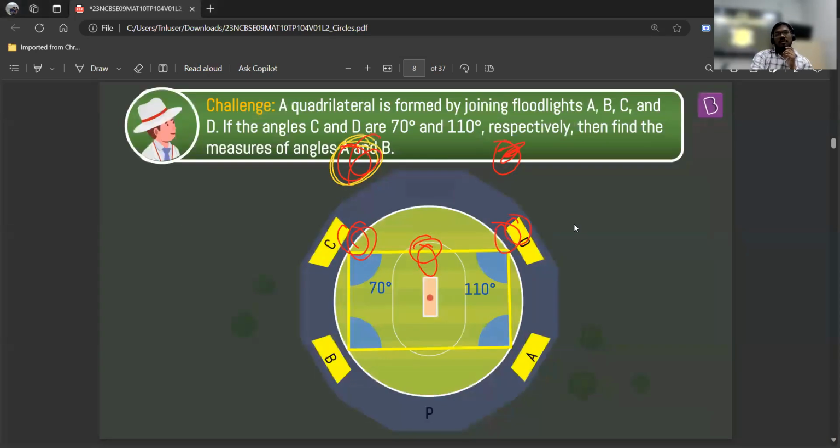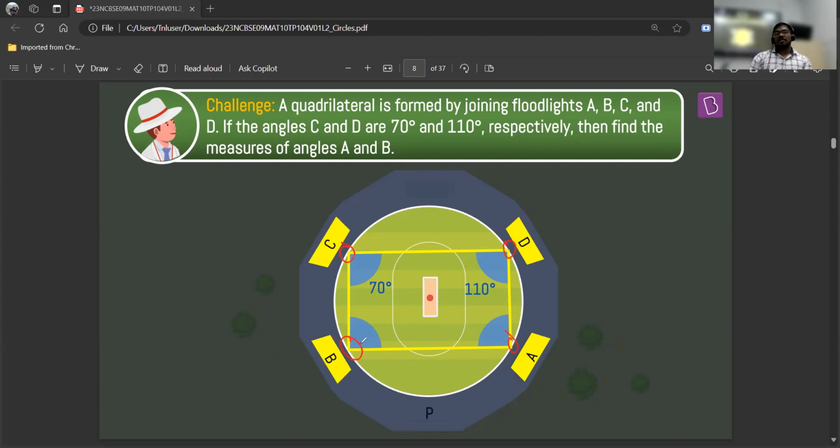When we join these 4 floodlights, we get the quadrilateral. You can see the quadrilateral. And what is special in this quadrilateral? That is important. What is special? You can see all the vertices are on the boundary of the circle. This type of quadrilateral is called a cyclic quadrilateral.